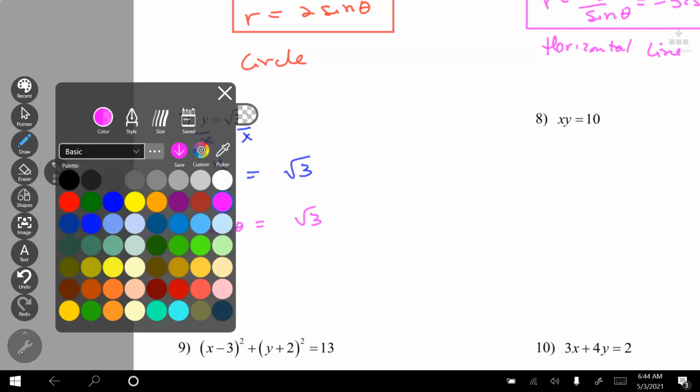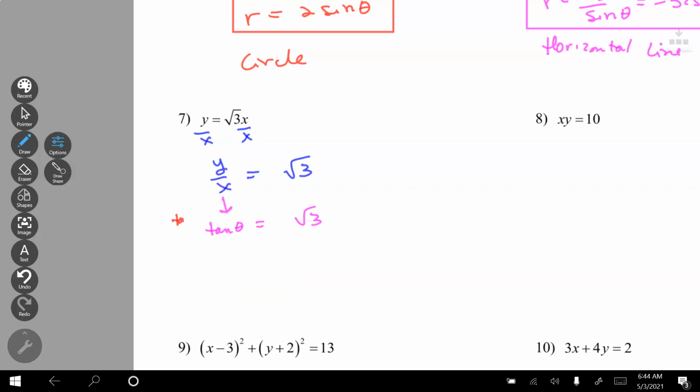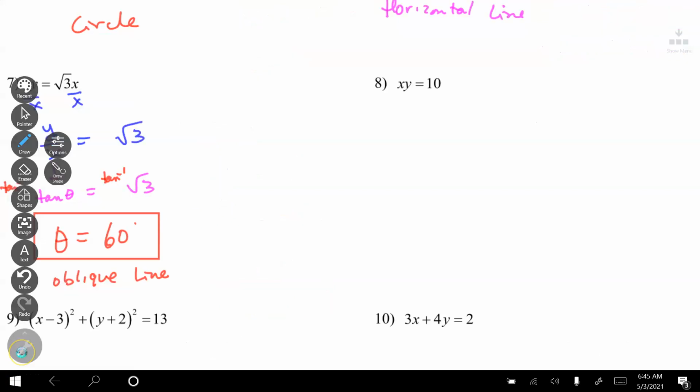And then how do I get rid of tangent? I do inverse tangent to both sides, and I get theta is equal to inverse tangent of radical 3. I put it in the calculator, I get 60 degrees. And everyone should know this is an oblique line, just like on the front page when we did theta equals 45 degrees, that was an oblique line. Well, theta equals 60 degrees is also an oblique line.